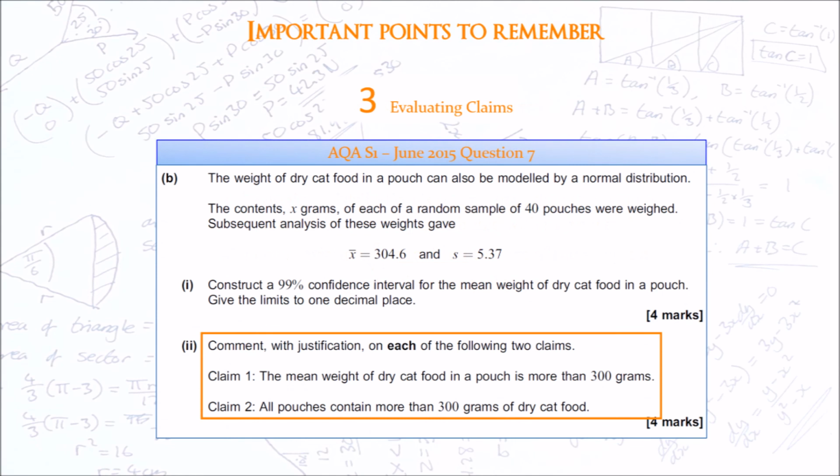The third part is evaluating claims. Now again, we went over this earlier in the video, so go back if you're unsure, but quite often you'll be asked two claims, one of which will be asking you to reference your confidence interval, and the other, the actual numerical values that it gave in the first place.